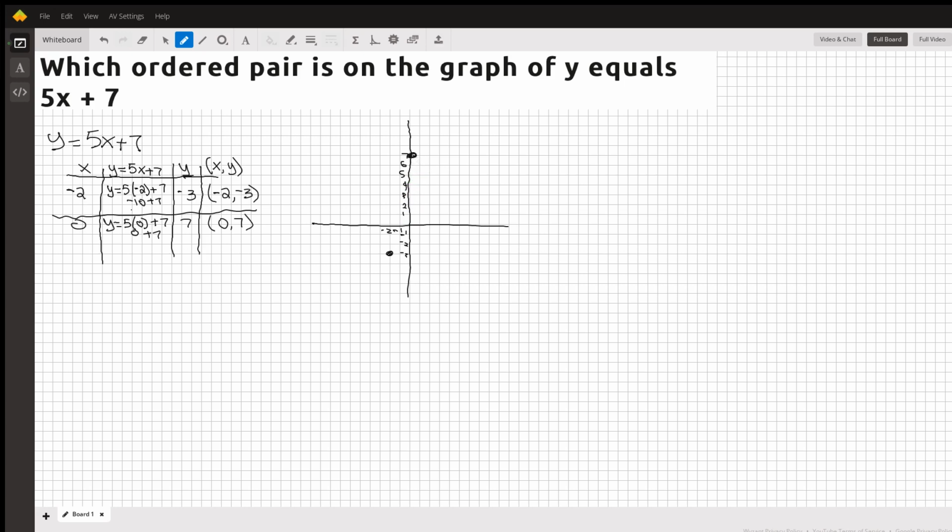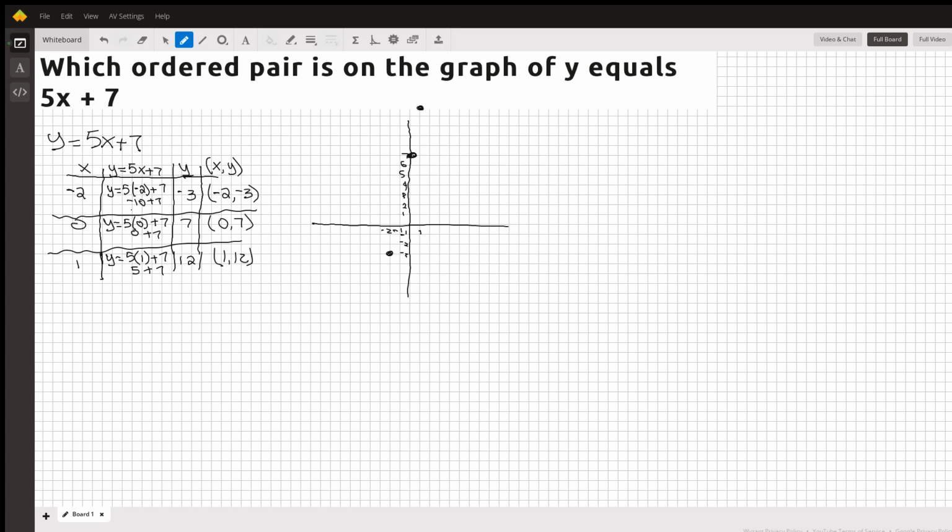And again, there are an infinite number of points. We'll just find one more. Let's substitute 1 in. So y equals 5 times 1 plus 7. So 5 plus 7 is 12. So 1 comma 12 is on that graph. I don't know if it's going to fit on my graph here. 7, 8, 9, 10, 11. It's all the way up here.